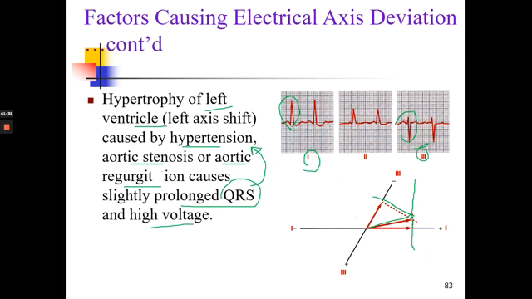Or during aortic regurgitation, during the ventricular ejection, part of the blood goes back to the left ventricle, so the left ventricle gets dilated. This is called cardiomegaly. Okay.